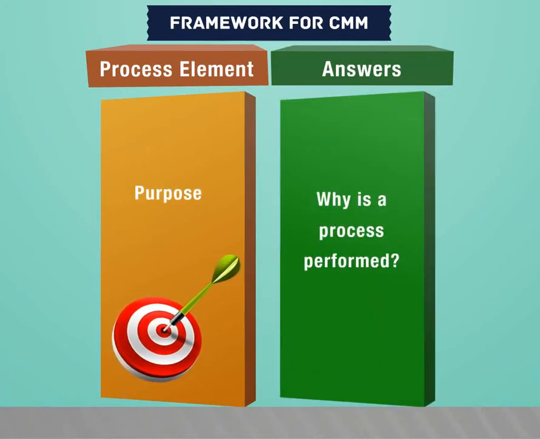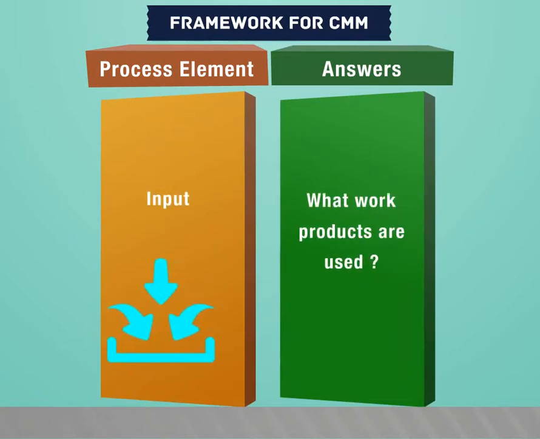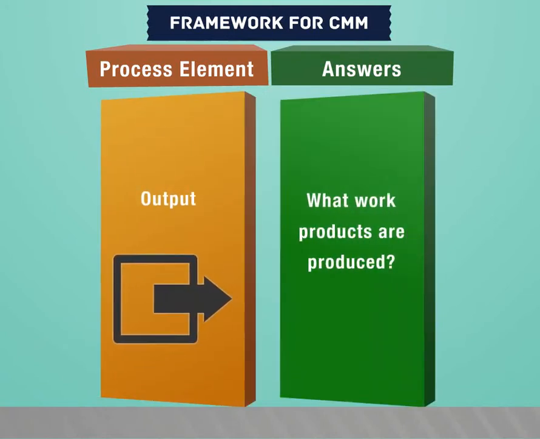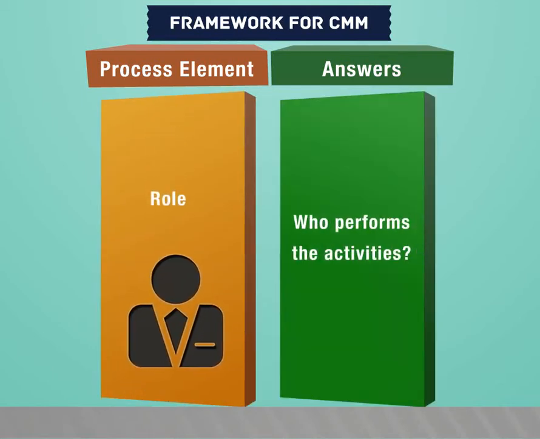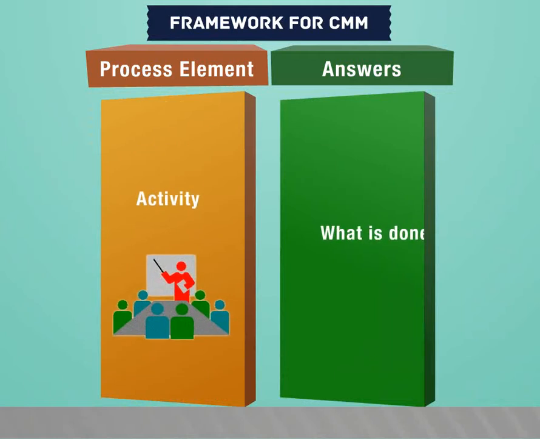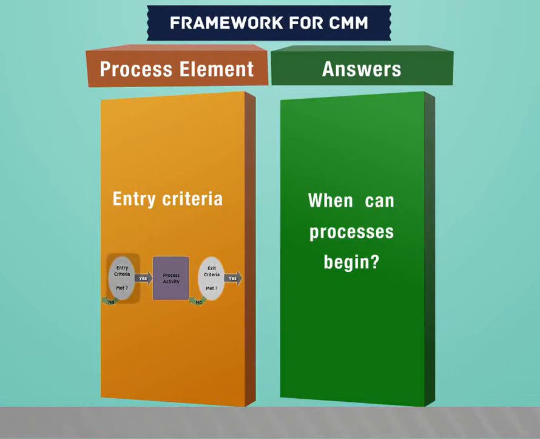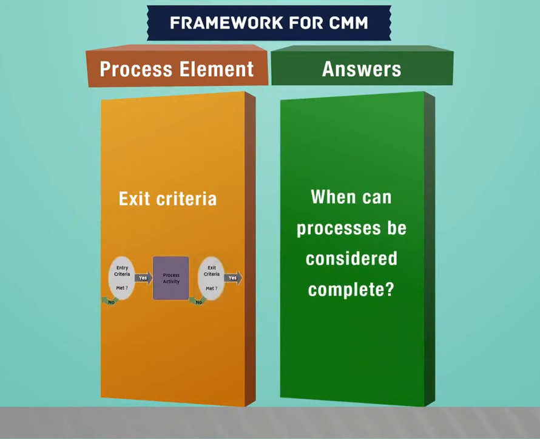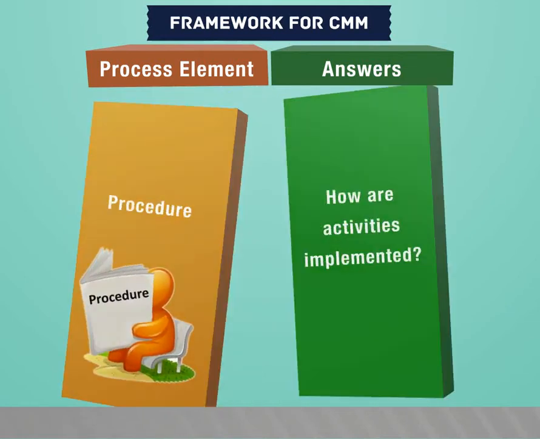Purpose. Why is a process performed? Input. What work products are used? Output. What work products are produced? Role. Who performs the activities? Activity. What is done? Entry criteria. When can processes begin? Exit criteria. When can process be considered complete? Procedure. How are activities implemented?